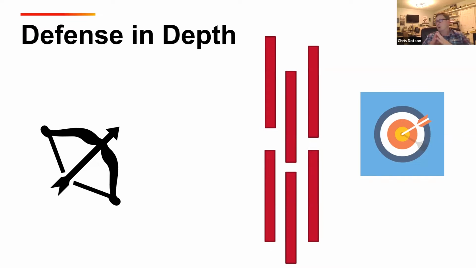If you're familiar with probabilities, then if the two controls are completely independent, and the chance of getting through the first wall here is 5%, and the chance of getting through the second wall is 5%, then you're down to a 0.25% chance just by layering those two controls. And that's far better than one control on its own.